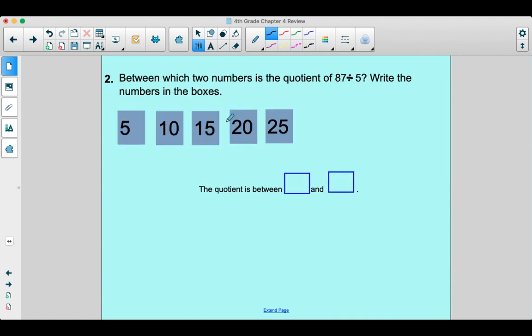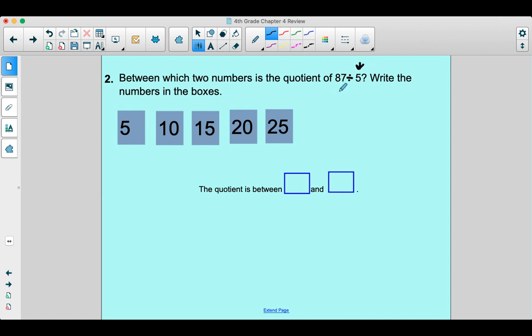Between which 2 numbers is the quotient of 87 divided by 5? Write the numbers in the boxes. All right, cool. So we've got 5, 10, 15, 20, 25. So 87 divided by 5. Well, I'm going to use my basic fact again. And to me, I always like to use something that's friendly to the divisor. So our divisor is 5. So what would be friendly to the 5?